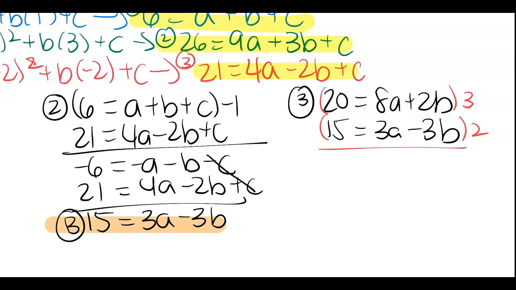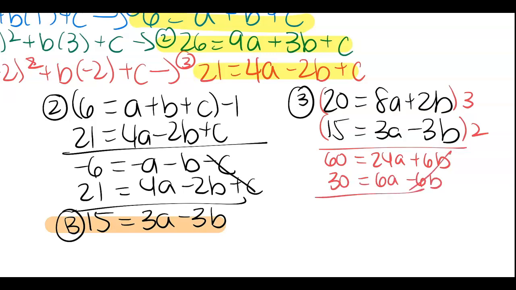So 3 times 20 is 60. 3 times 8 is 24. 3 times 2 is 6. 15 times 2 is 30. Equals 2 times 3 is 6a minus 6b. Both of the b's cancel. We're going to make this 90 equals 6 and 4 is 10. That's 30a. All we need to do from here is divide both sides by 30. So a is going to equal 3.